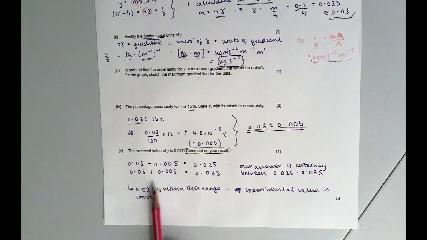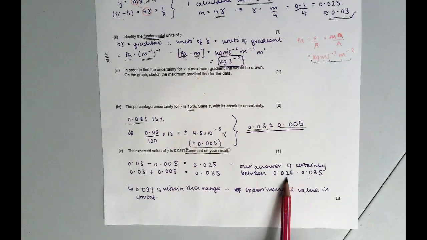Now clearly 0.027 is in between these two numbers. It's within that range. And so therefore our experiment, we can say it's correct. Okay, and that's the kind of comment they're asking you to make there.